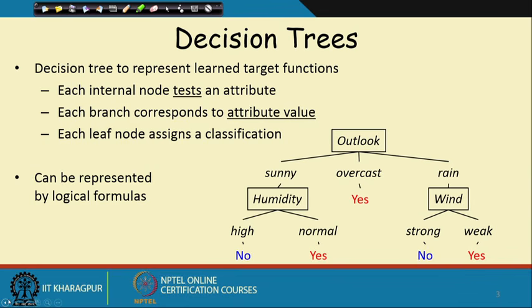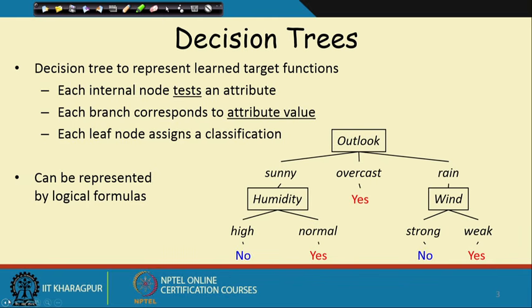So, a decision tree is a tree where the nodes are attribute values, and the branches are the different values that attribute takes, and the leaf nodes are some class level. How does this tree give me a classification rule?